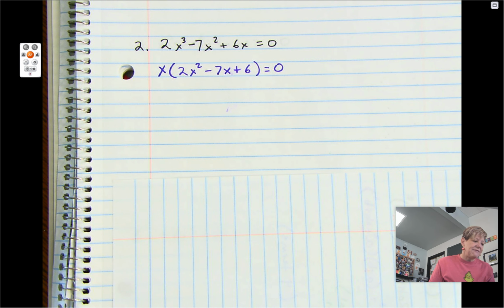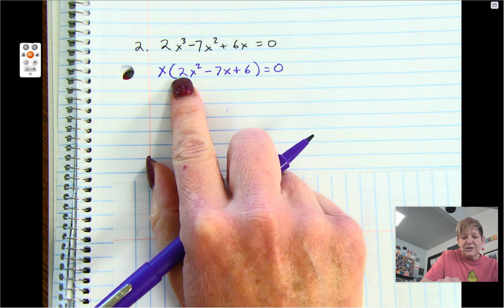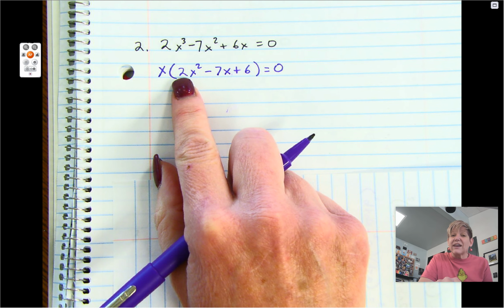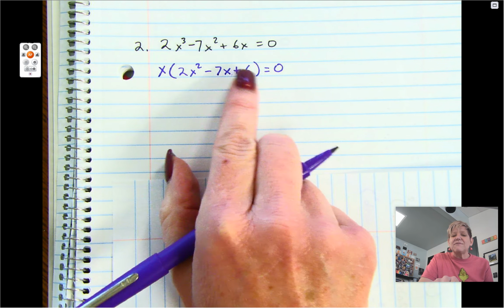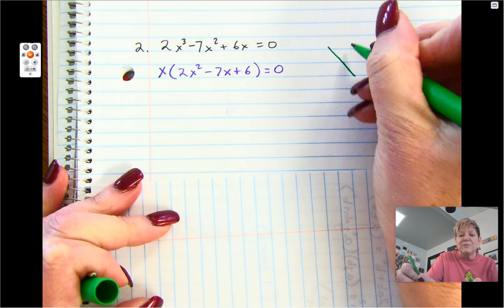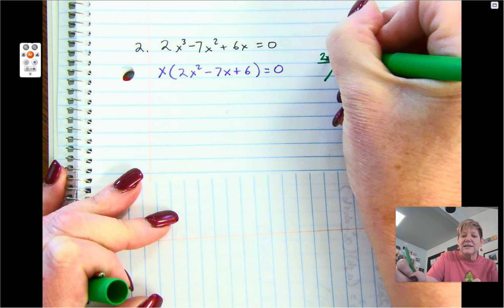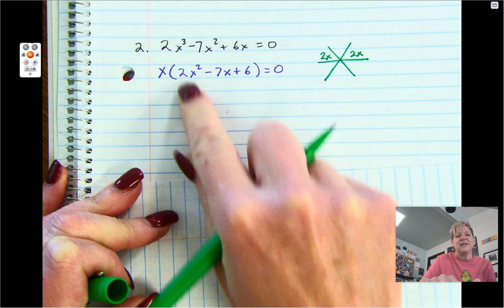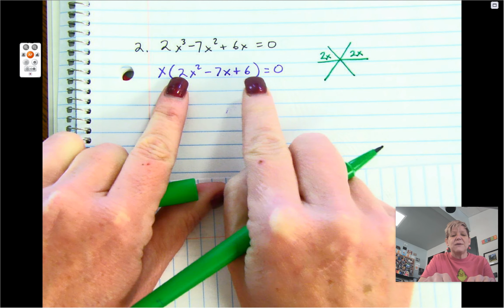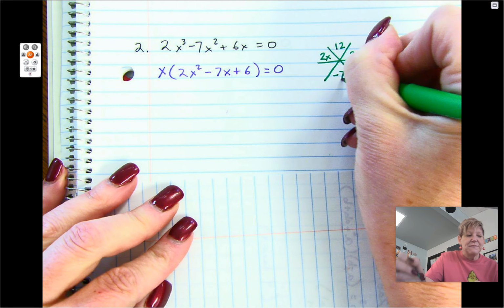We used our GCF. Now, it does say factor completely, so we need to see, can this be factored some more? 2 is not a perfect square or a perfect cube, so it's not going to be a special case. But it does have 3 terms, so let's try and use star. So over here, I'm going to do my star. I'm going to take my 2x and my 2x, because my leading coefficient is 2 this time. 2 times 6 is 12, and they need to add up to negative 7.